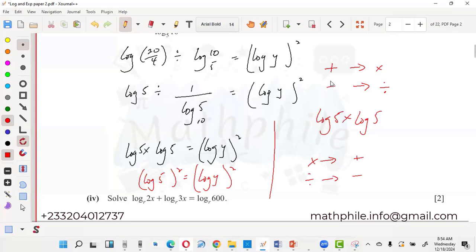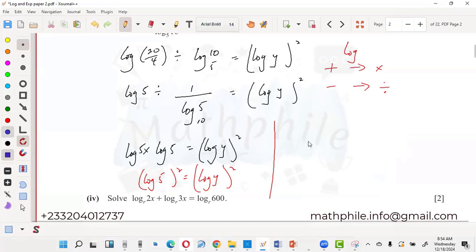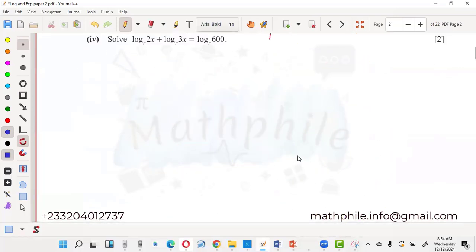So we have to remember this one. This is for logs. It changes multiplication from subtraction to division, while indices are different. Is that okay? So log 5 times log 5 is the same as writing log 5 all squared. By comparison, or I can say that taking the square root of both sides, you get log 5 equal to log y. Since there is one log at the left hand side and one log at the right hand side, we can say that y is equal to 5. And that is one side of the question. Are you following the challenge?